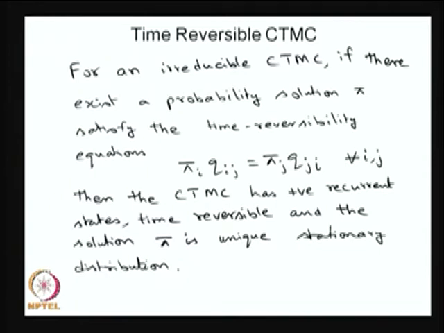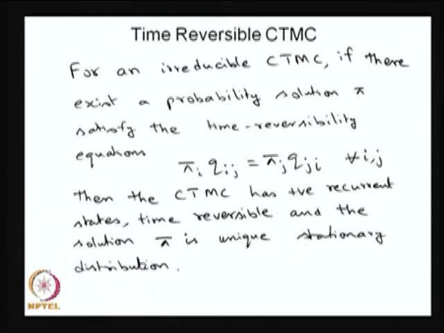So, initially we have not taken pi as a stationary distribution. If some probability solution satisfies the time reversibility equations and it is an irreducible CTMC, then that CTMC has positive recurrent states and the pi is nothing but the unique stationary distribution. So, the usage of this concept is, whenever any CTMC is irreducible and satisfies the time reversibility equation of this form, then you do not want to solve pi q is equal to 0 and the summation of pi a is equal to 1 to get the stationary distribution.